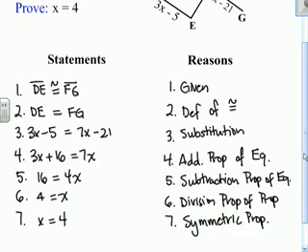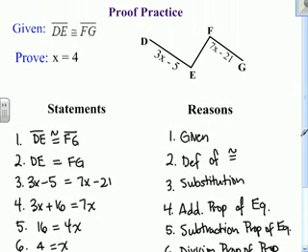So I think you should feel really good if you could do this one, because this is quite a lengthy proof, longer than we would expect you to be able to do at this point.